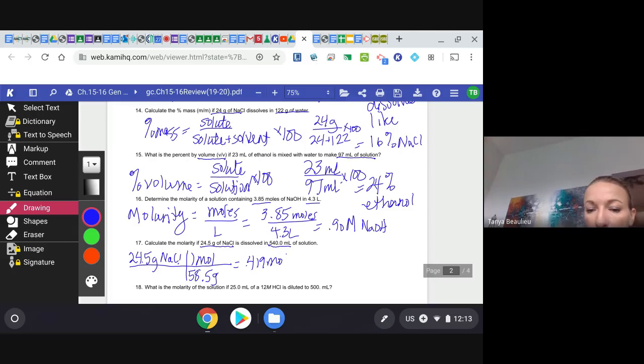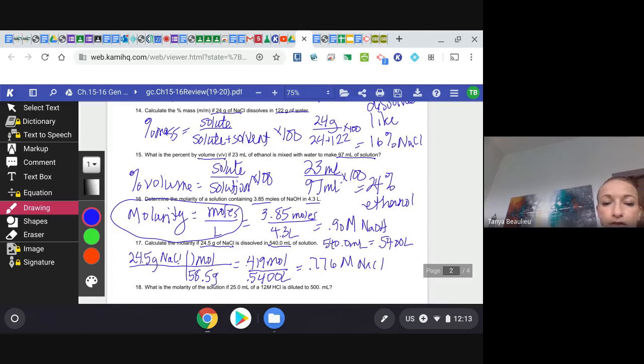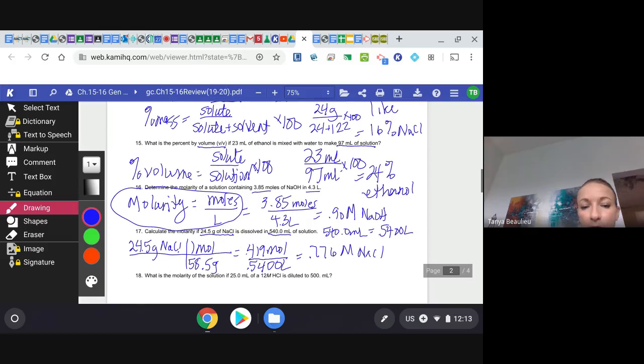0.419 moles. You're going to divide that by liters of solution. 540 milliliters. Divide that by 1,000 is 0.5400 liters. So divide that by 0.5400 liters. That comes out to be 0.776 molar sodium chloride. So molarity is moles divided by liters. If you are given grams, you got to turn those into moles using molar mass. If you're given milliliters, divide by 1,000 to end up with your liters.